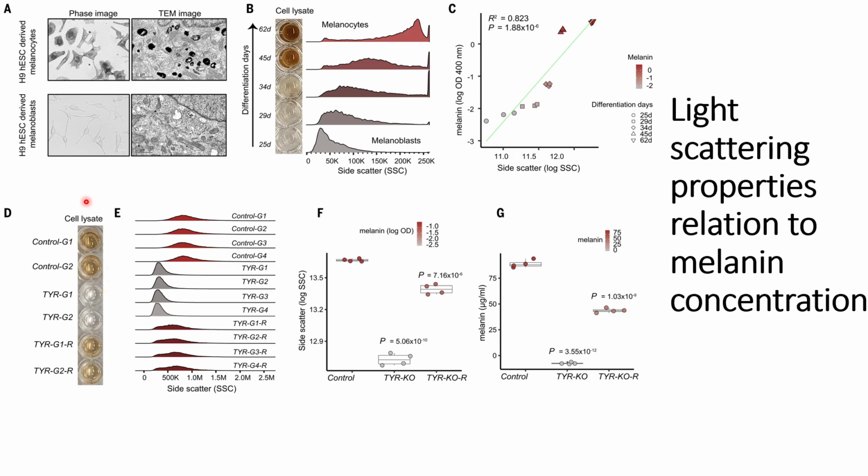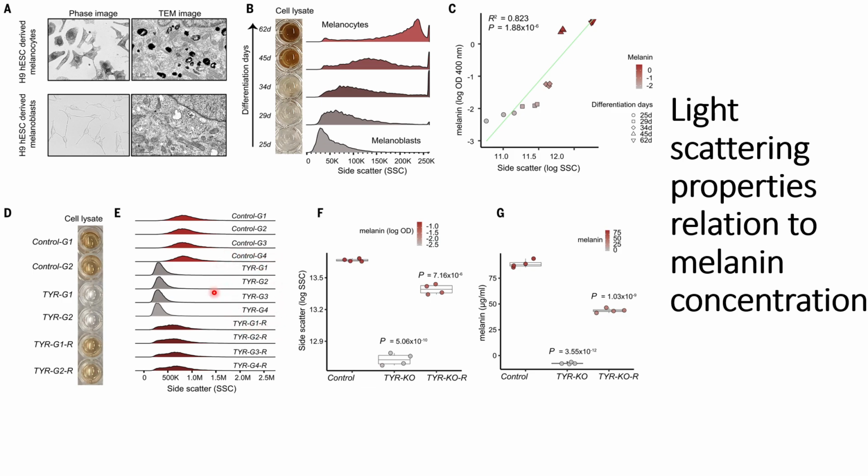So in order to test that hypothesis, they knocked out the gene that is responsible for upregulation of melanin, or we can say the melanogenic gene, that is tyrosinase, TYR. In the control experiment they can see the side scatter properties are higher, and then they knocked out the gene, and they used 4 different guide RNAs.